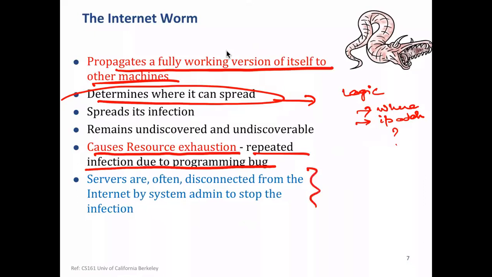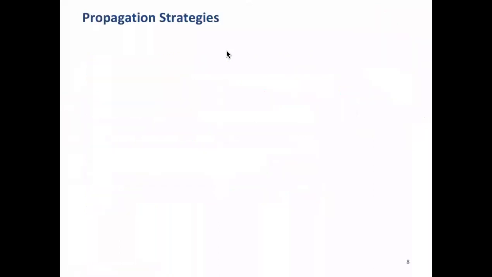So one way, once there's a worm in a system, is that system admins remove the infected system from the internet. They disconnect it. That's one way of controlling the spread of a virus or worm.